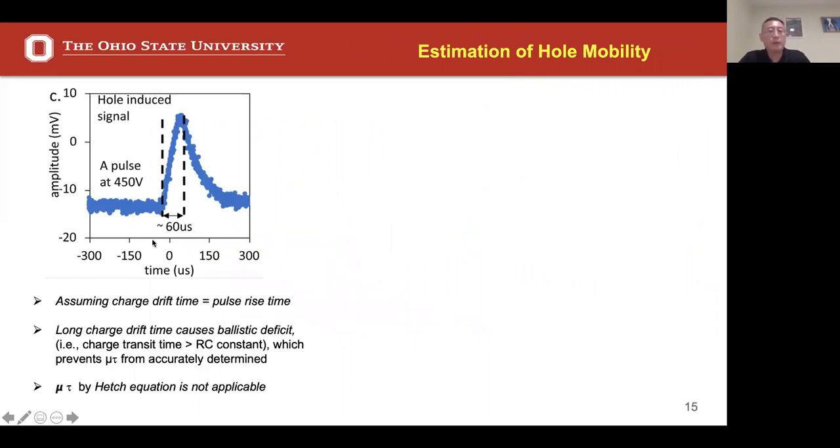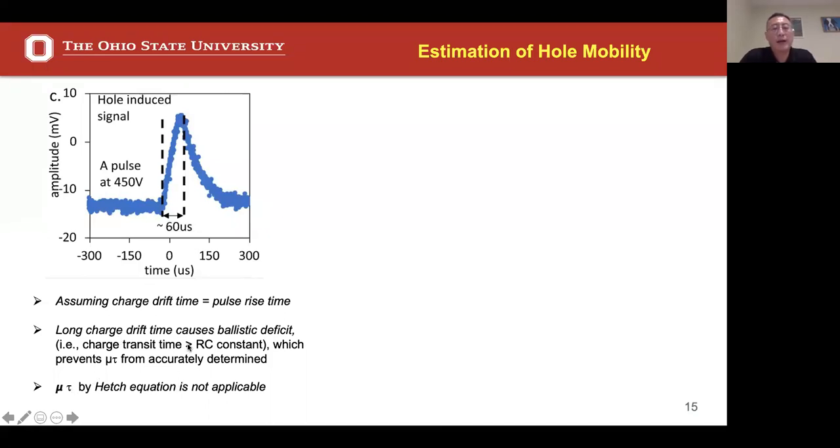There is also another problem. In this case, we're assuming the charge drift time. Remember the coplanar structure, the charge will drift. The time it takes the charge to drift, you can see by looking at the pulse rise time. This pulse rise time is roughly equal to the charge drifting through the entire volume of the detector. So it takes 60 microseconds for a hole to transport. That's very long, and with this we have something called ballistic deficit. That is when the charge transit time is larger than the RC constant of the circuit. You just don't have enough time to charge up the capacitance in the circuit, so you lose amplitude. For this reason, we do not have a mu tau evaluated by the Hecht equation.